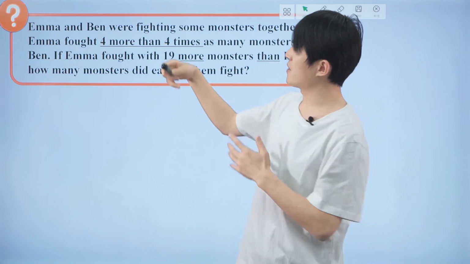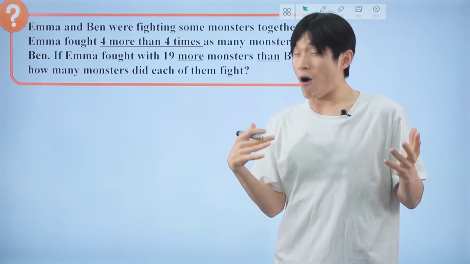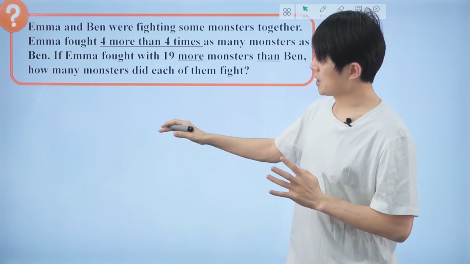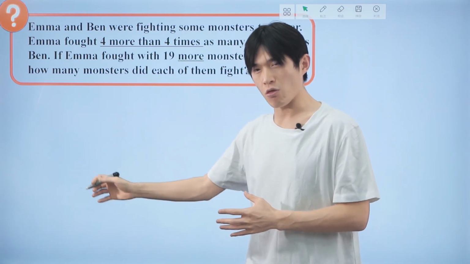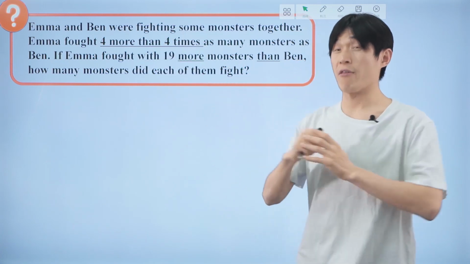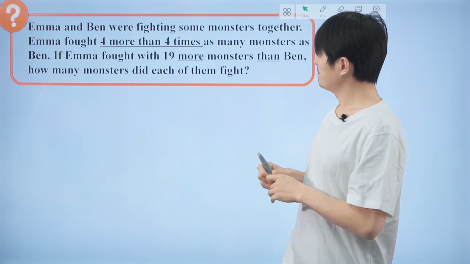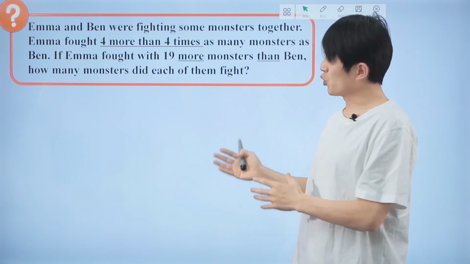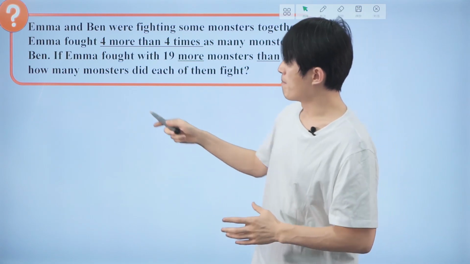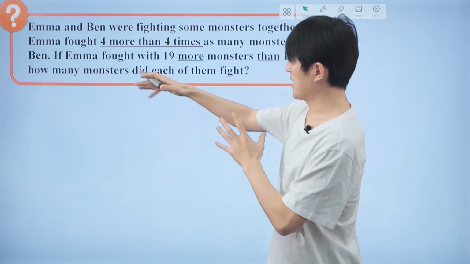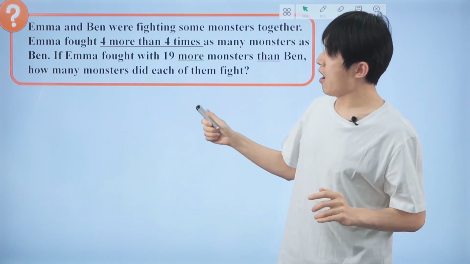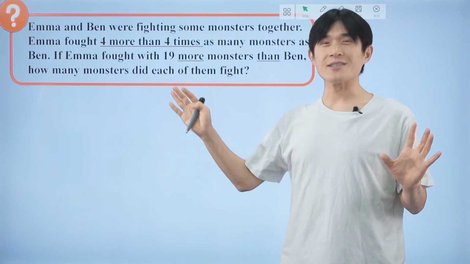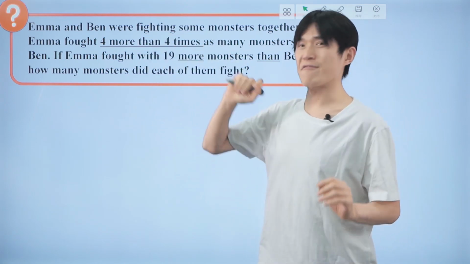So first you need to understand the meaning of 4 more than 4 times. If you have a hard time with it, you can actually draw a table, and then use 1 monster first, and then 2 and 3, and then you understand the meaning of 4 more than 4 times, right? Next we will draw a comparison model, so we can use 1 unit to represent the monsters Ben fought, because Emma fought more monsters. And then we know that the monsters Emma fought will be 4 units plus 4. That's the meaning of 4 more than 4 times, right?